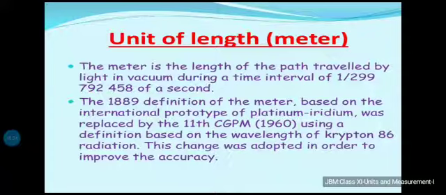The 1889 definition of the meter based on the international prototype of platinum iridium was replaced by the 11th CGPM in 1960 using a definition based on the wavelength of krypton 86 radiation. This change was adopted in order to improve the accuracy. So now, if you are asked to define 1 meter, the definition is: it is equal to the length of the path traveled by light in vacuum during a time interval of 1/299,792,458 of a second.